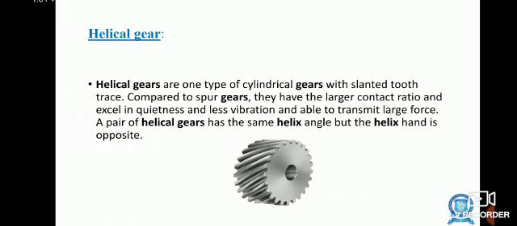Helical gear. Helical gears are one type of cylindrical gear with slant tooth trace compared to spur gear. They have a larger contact ratio, excel in quietness and less vibration, and are able to transmit large force. A pair of helical gears has the same helix angle but the helix hand is opposite.